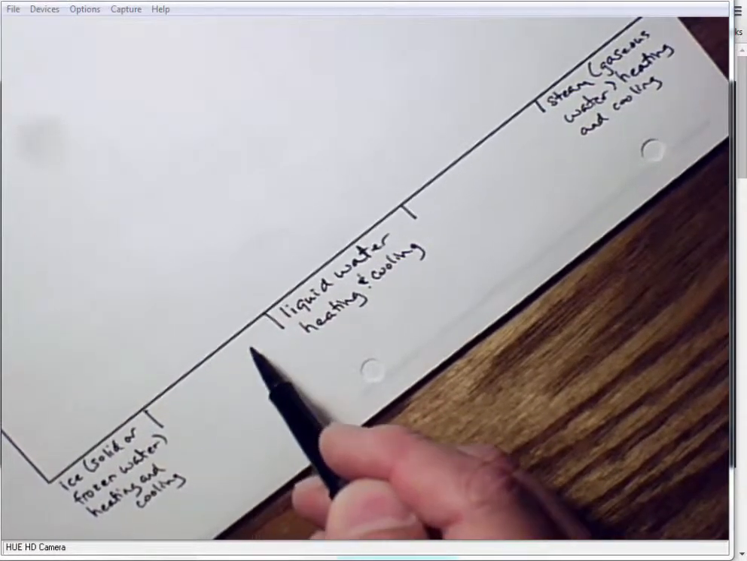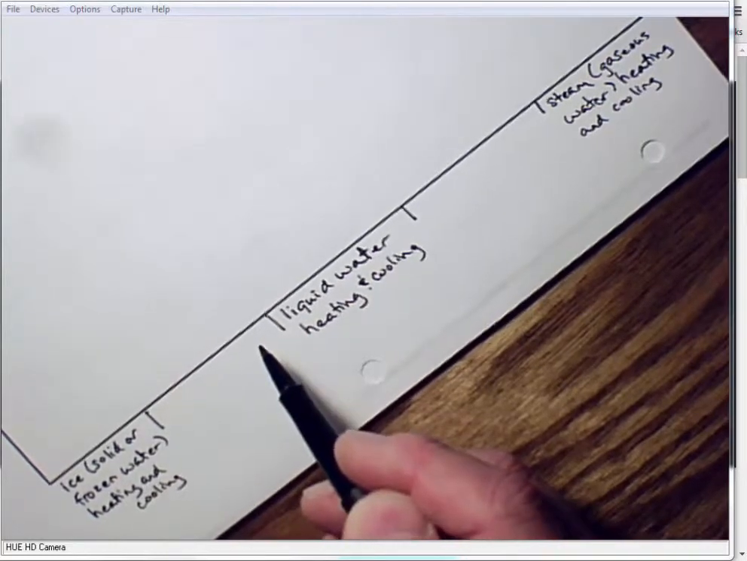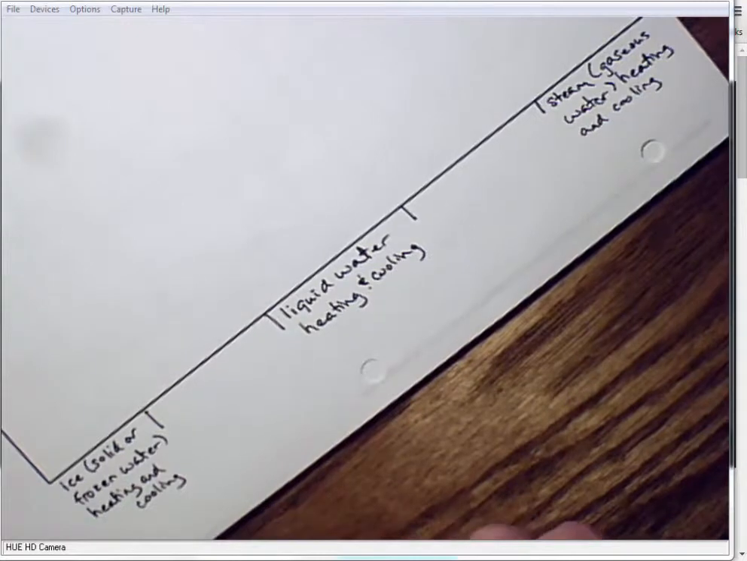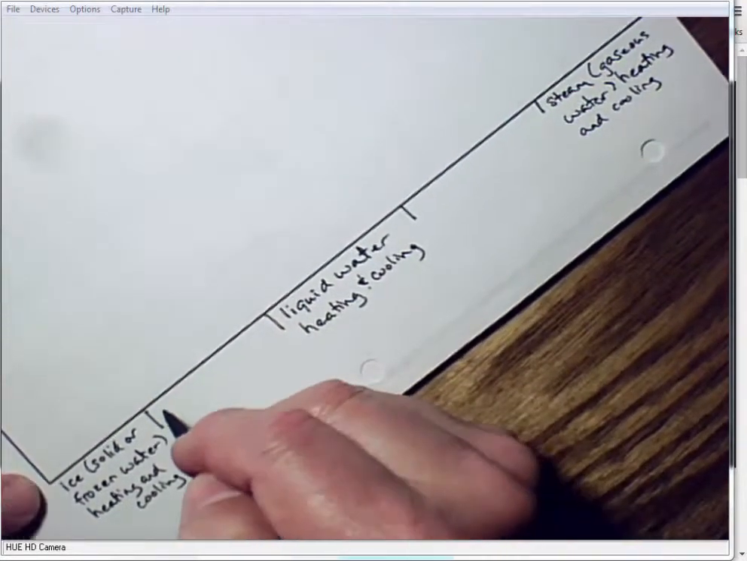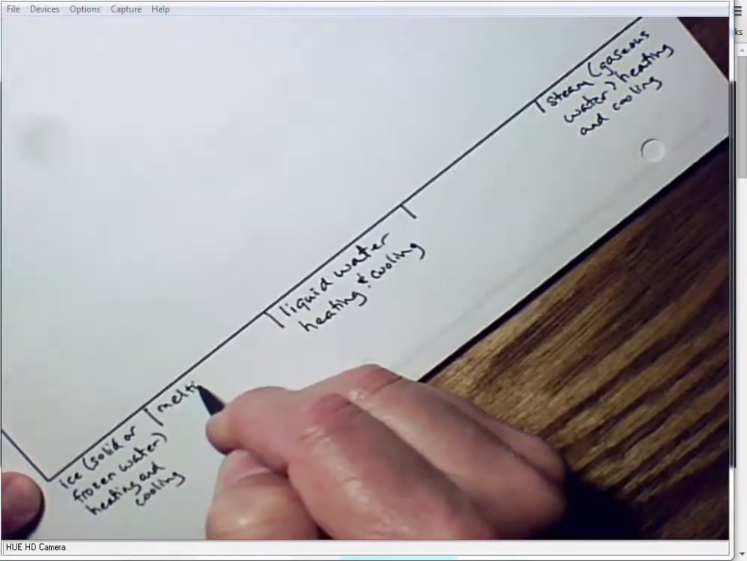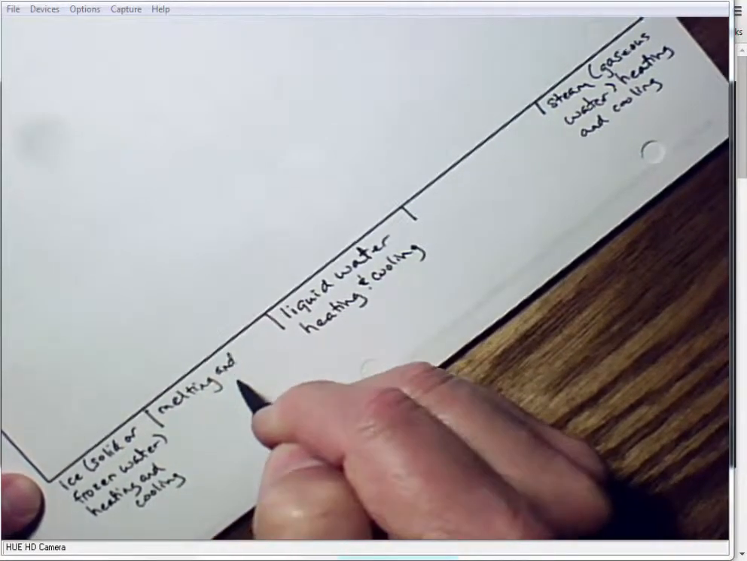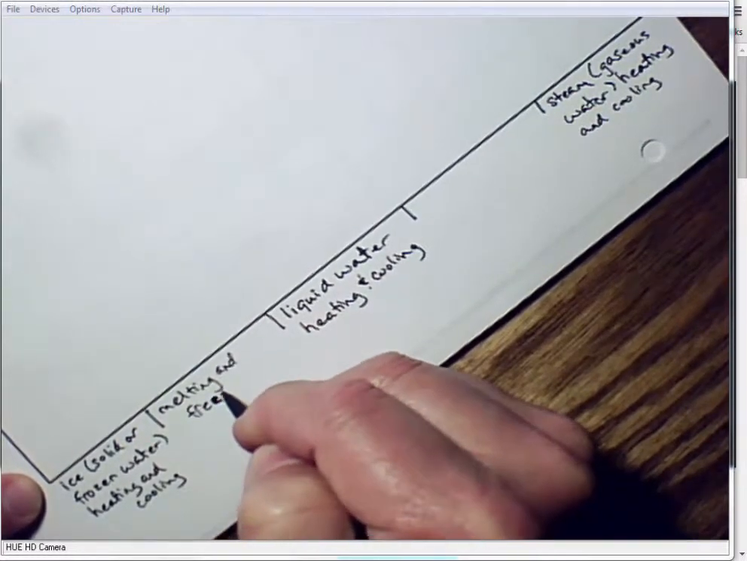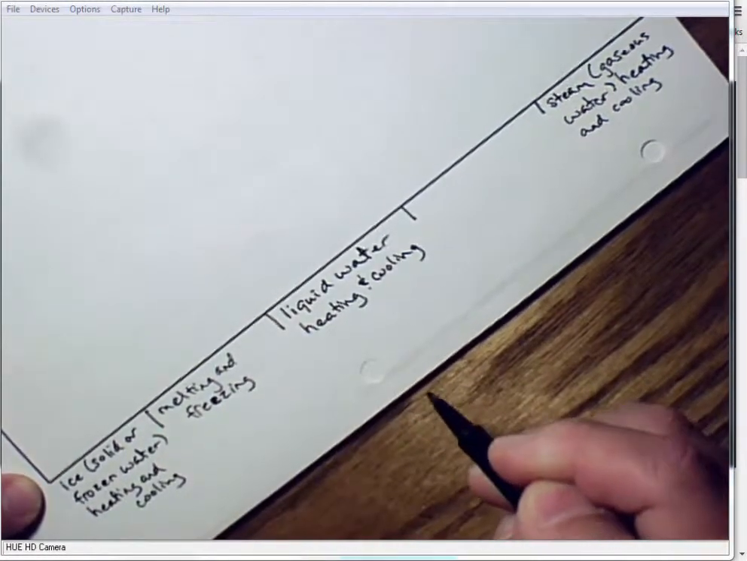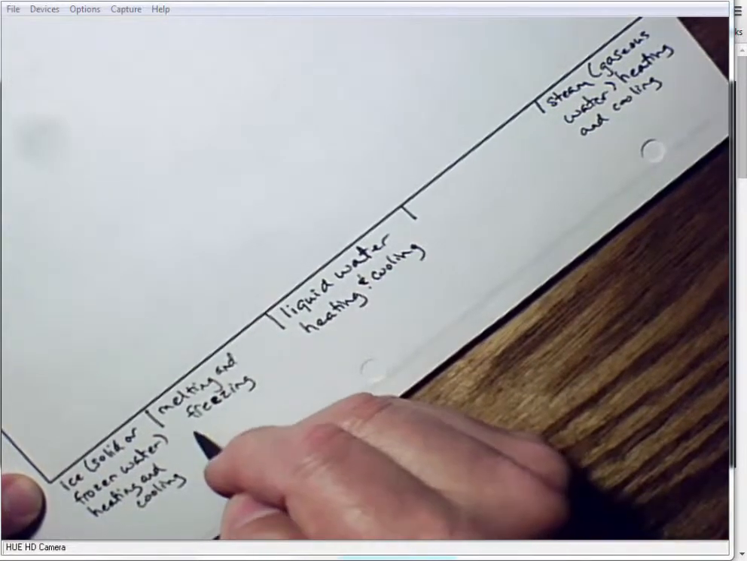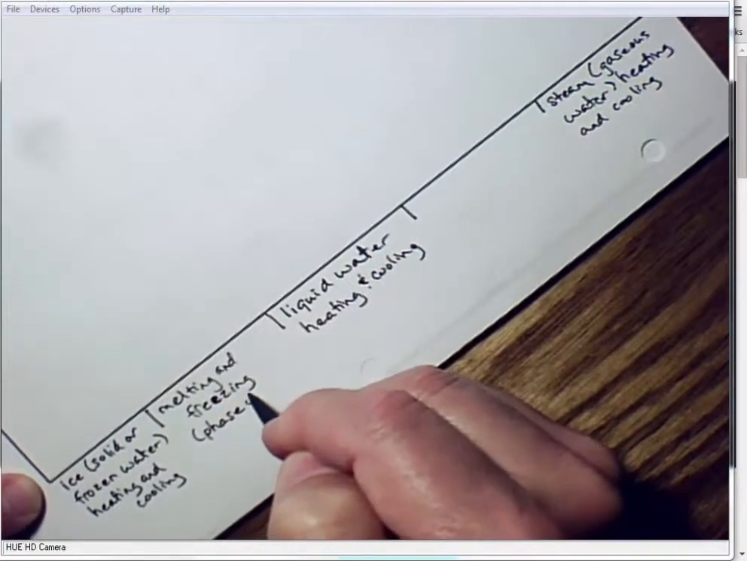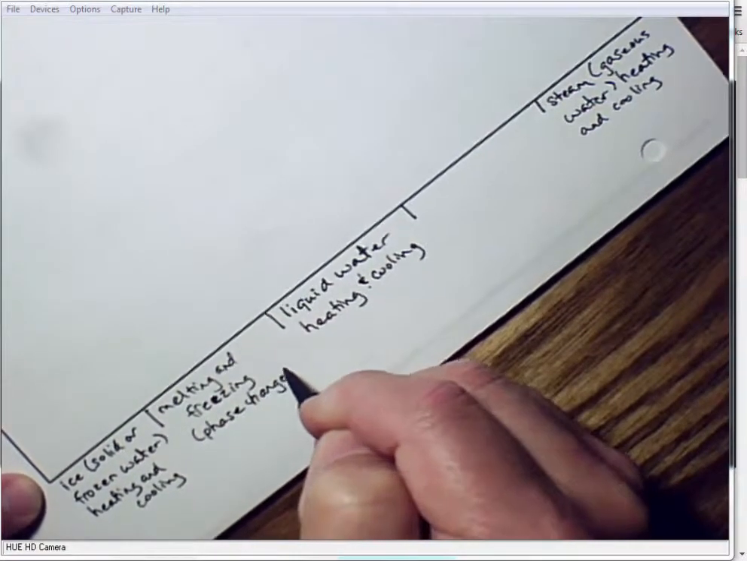All right, so in this range, then, we must be doing what to the water? Melting, or what if we're cooling it down? What are we doing with it? Freezing. So this is the melting and freezing range. And we call that a phase change. We're changing from a solid phase to a liquid phase.